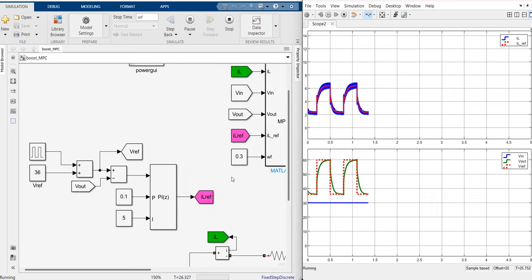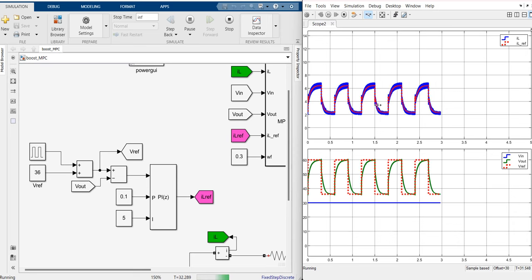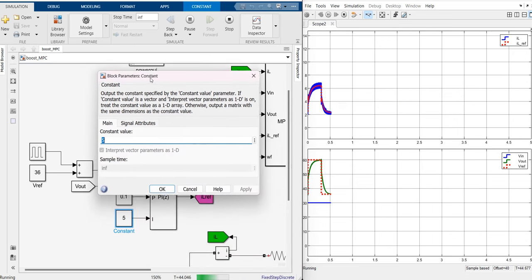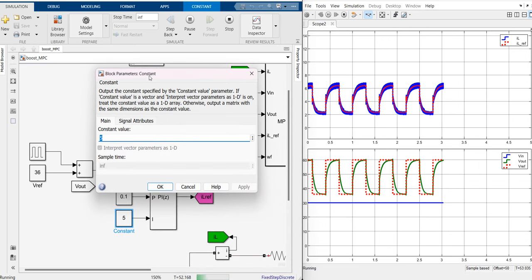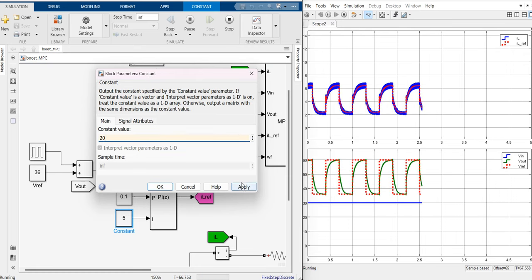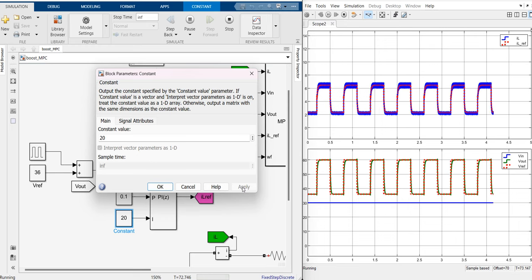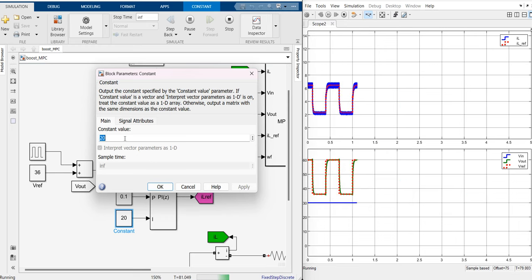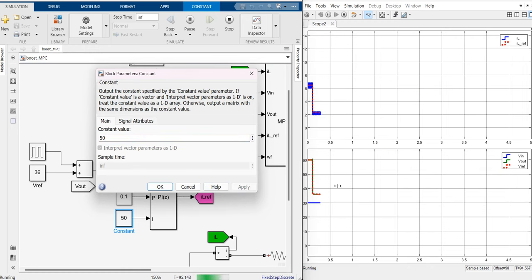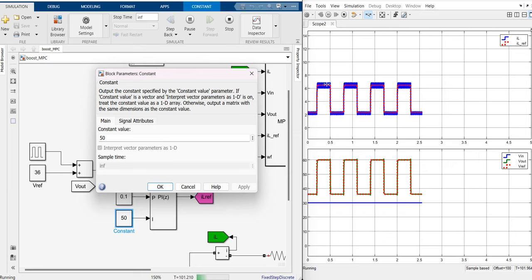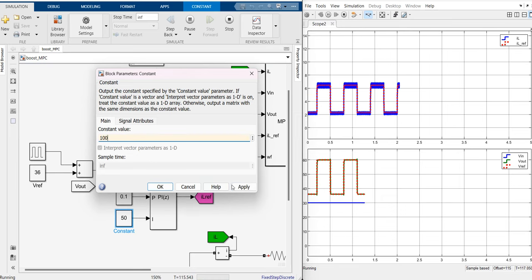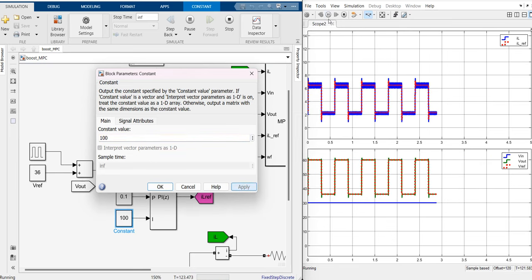Okay. This is not, it seems not good. We have to increase the dynamic response of the PI controller. We can increase it, for example, 20. Yes, it is better than before. We can increase it. We have to increase it up to see overshoot. For example, 100. We can try. Yes.